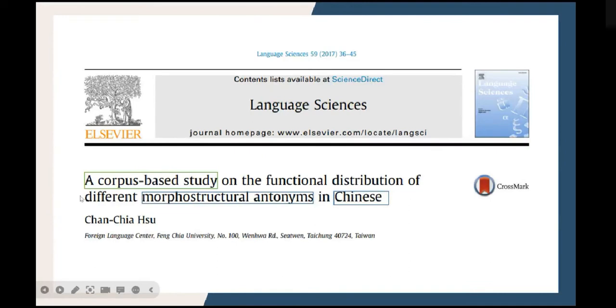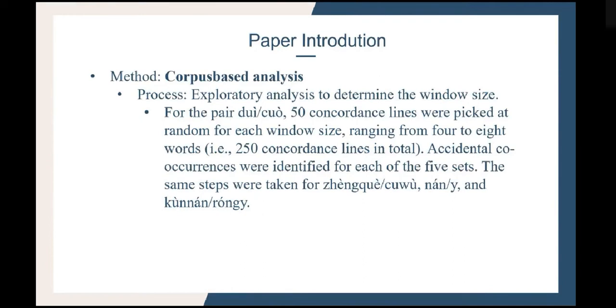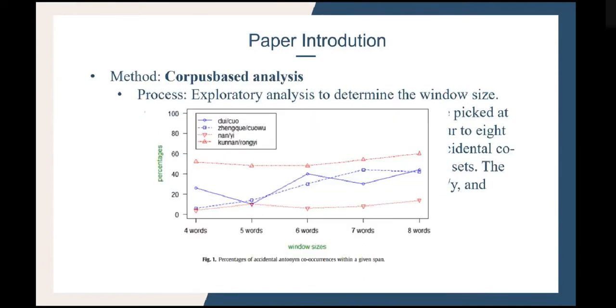As we can see from the name, it's a corpus-based study and also focused on the co-occurrence of morphostructural antonyms, which means antonyms with two syllables. So there are two main origins of this article. As I have just introduced, this article mainly uses a corpus-based study method, and selected 13 antonym pairs, including 5 monosyllabic and 8 two-syllable pairs in Chinese. The author used exploratory analysis to determine the window size.